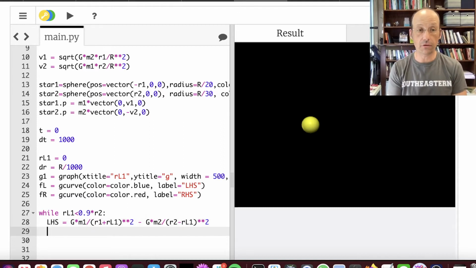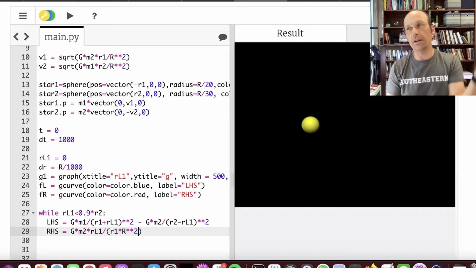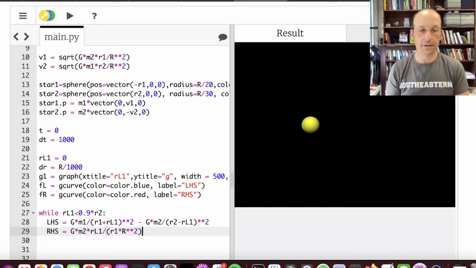That's the left-hand side. Now the right-hand side is going to be equal to G times M2 times RL1, divided by parentheses R squared. I'm going to actually do it this way: R1 times R squared. I always get scared when I put the order of operations like that. Okay, so now I'm going to plot both of those. So FL dot plot.